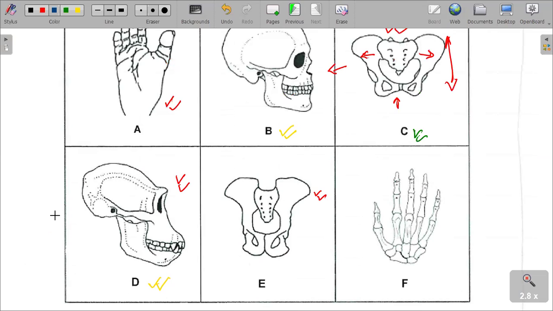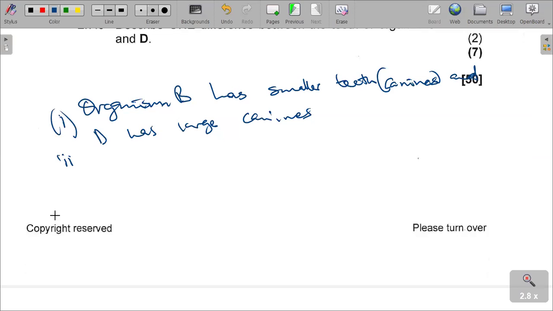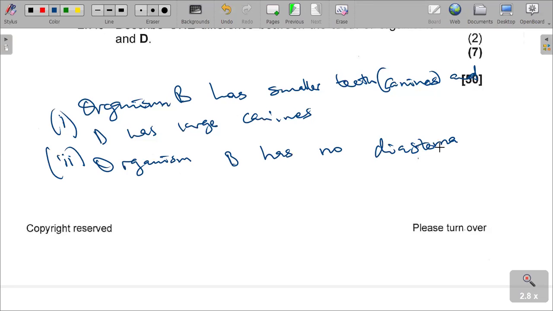And then another difference that we can see here is that organism B has no diastema, and D has. So that is quite another difference that we can see.